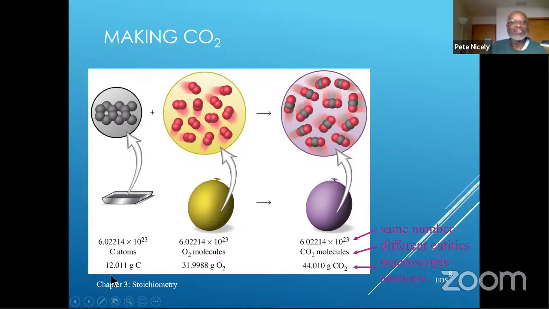And as you can see here, 1 mole of carbon is 12.011 grams, 1 mole of oxygen is 31.9988 grams of oxygen, and 1 mole of carbon dioxide is 44.010 grams of carbon dioxide, all right? So basically that shows you the relationship between the number of atoms involved in a reaction, the number of moles that are involved in the reaction, and also the masses of the atoms or the substances involved in the reaction.